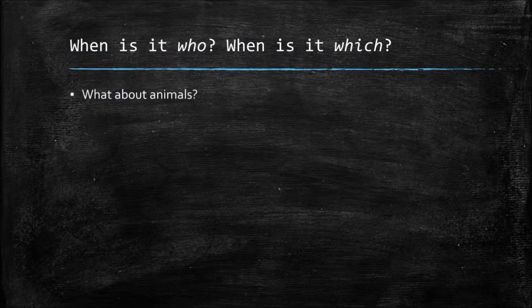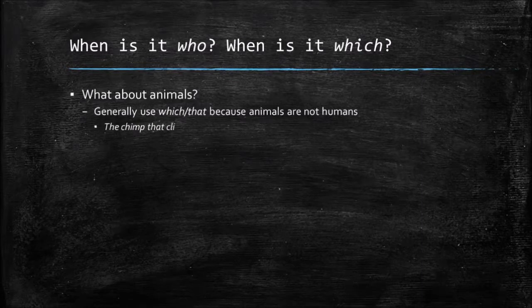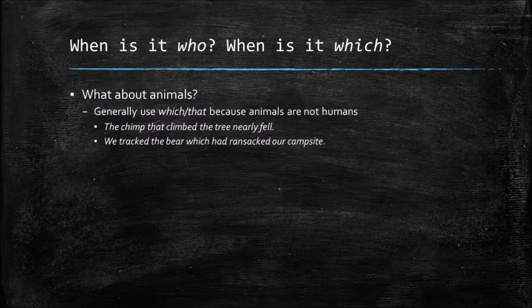So, what about animals? In that last sentence, you may have noticed that it was about a dog, and I still used that. Well, generally, since it's not a human being, you still use which or that, because animals are not human beings. Yeah, the chimp that climbed the tree nearly fell. We tracked the bear which had ransacked our campsite, that sort of thing.